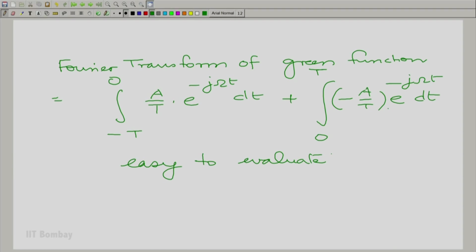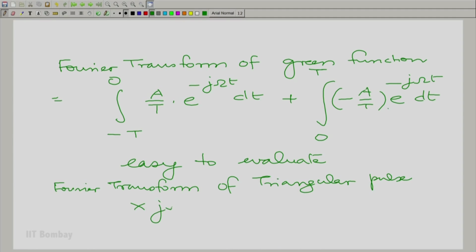And therefore, the Fourier transform of the triangular pulse is essentially 1 by j omega times this. So, Fourier transform of the triangular pulse multiplied by j omega is equal to this Fourier transform. So, we can easily calculate the Fourier transform of the triangular pulse. We will see more in the next session. Thank you.